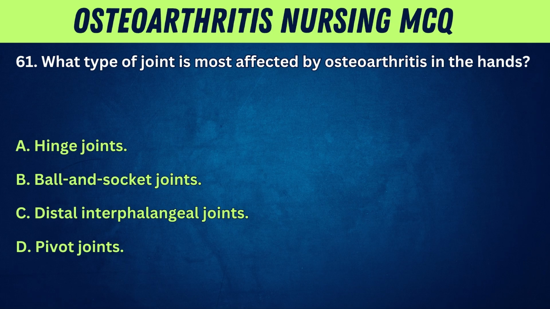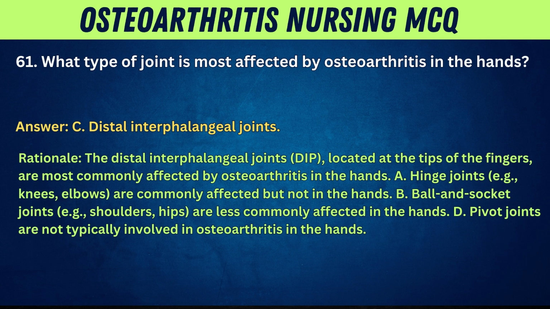61. What type of joint is most affected by osteoarthritis in the hands? A. Hinge joints. B. Ball and socket joints. C. Distal interphalangeal joints. D. Pivot joints. Answer: C. Distal interphalangeal joints.